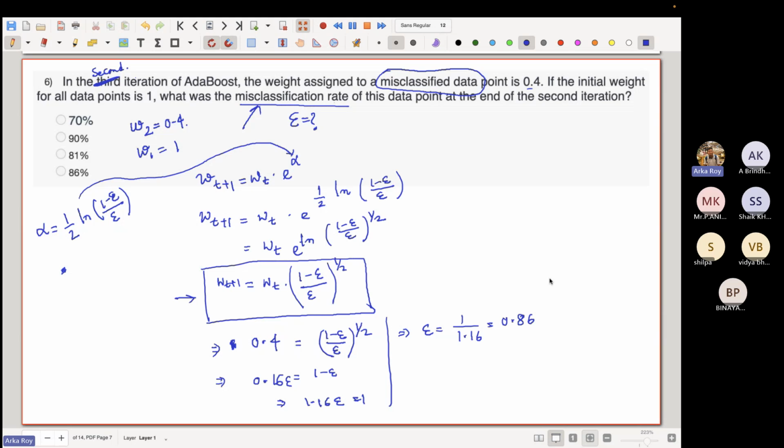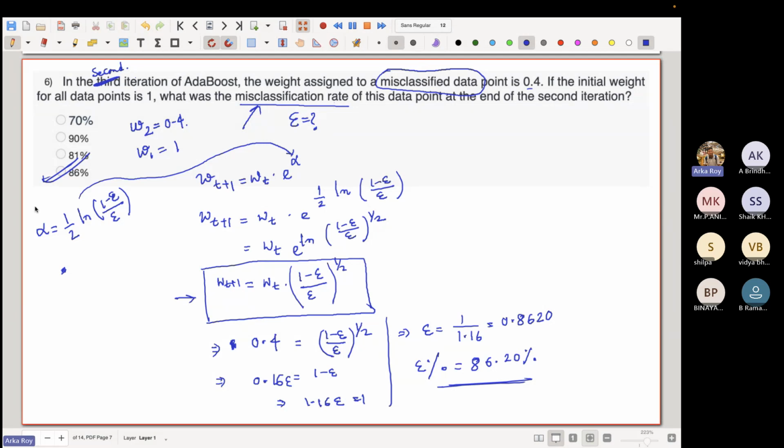One divided by 1.16, so 0.8620. So if I take the percentage of epsilon, it would be 86.20%. So therefore, this is the correct answer.